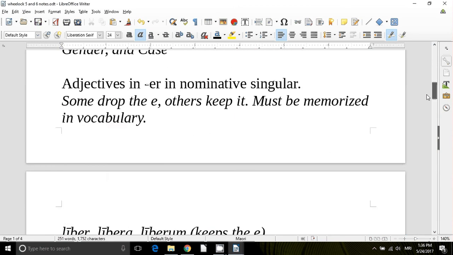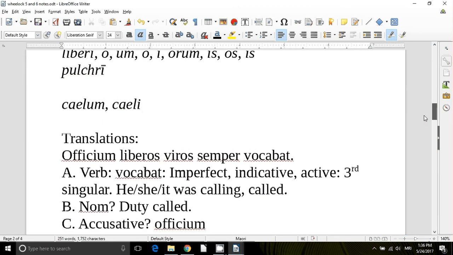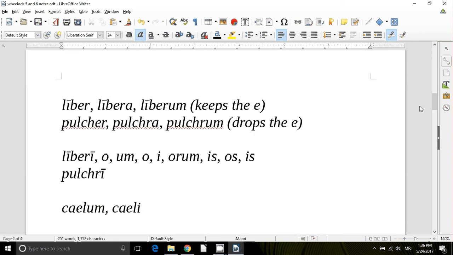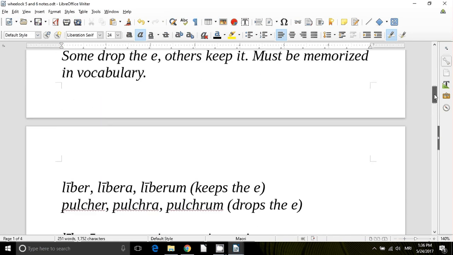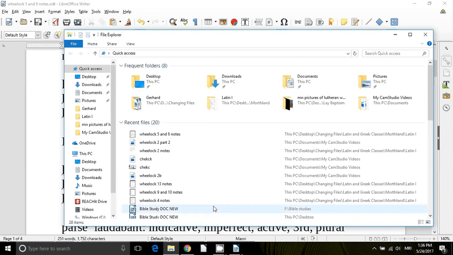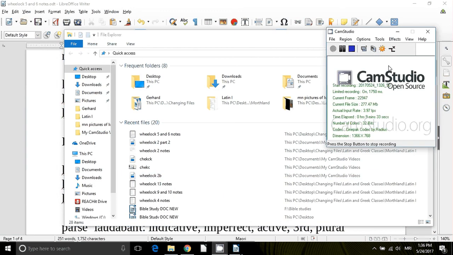And then I want you to do numbers 1 and 4. Work on translations 1 and 4 after you've spent some time with your vocabulary and these forms for the future and imperfect. Then do numbers 1 and 4 and come back to the next video to get the corrections for translations 1 and 4.